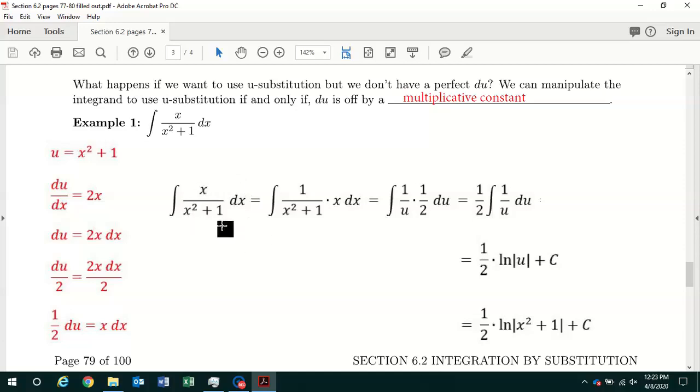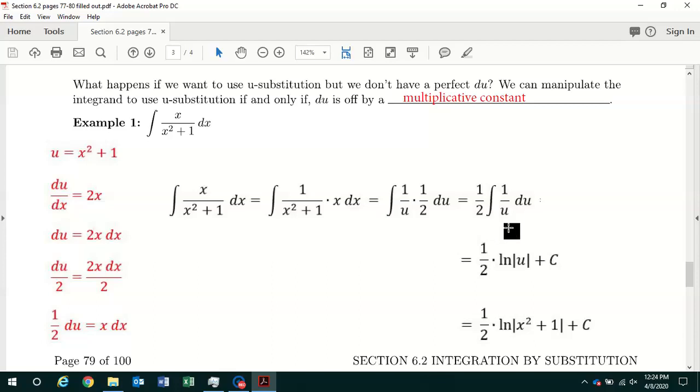Now this quotient here can be broken up into a product of two quotients. I can write this as 1 over x squared plus 1 times x over 1, and x over 1 just simplifies to x. And now I do the substitutions. I replace x squared plus 1 here with u, so I have 1 over u, and I replace the x dx with 1/2 du. Now this 1/2 is a multiplicative constant, and you know from the basic rules of anti-differentiation it can be brought out in front of the integral sign. So I have 1/2 times the antiderivative of 1 over u with respect to u.